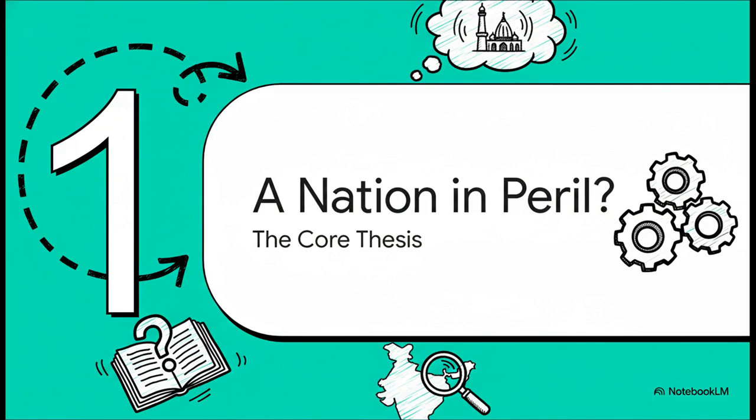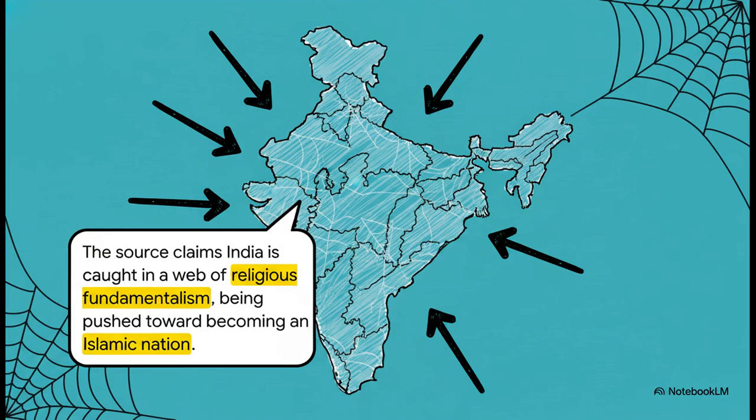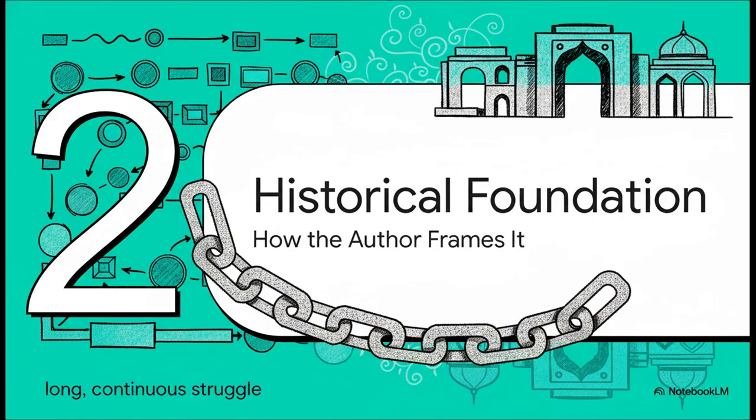Okay, so first up, what is the fundamental claim here? What's the core argument that this entire essay is built around? Well, the author's main point is pretty direct. They're arguing that there's a sustained strategic effort underway to transform India into an Islamic state. You really have to keep this central idea in mind, because it's the lens through which every other point in the essay is presented. So how does the author even begin to build this argument?